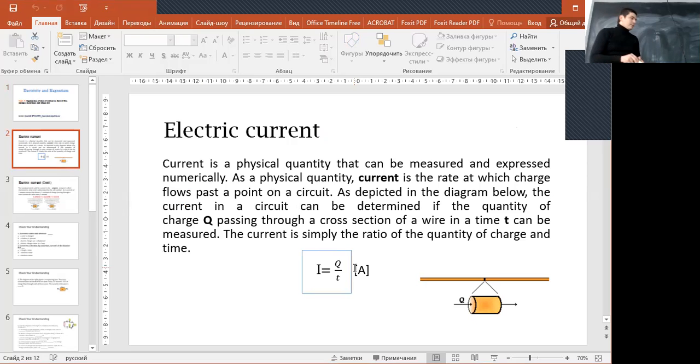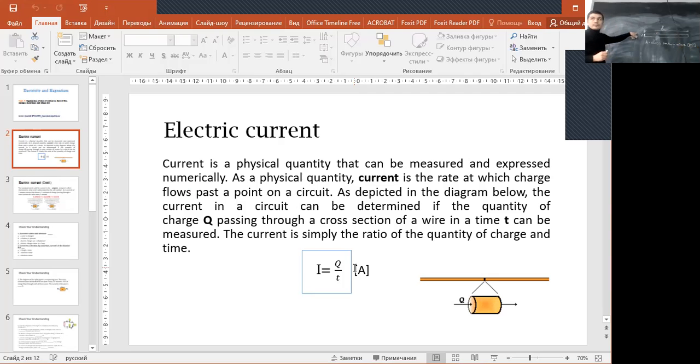Okay, if we have a conductor like this, one long wire, let's say of length L, and this side is the area. A is the cross-section area, measured in meters squared.